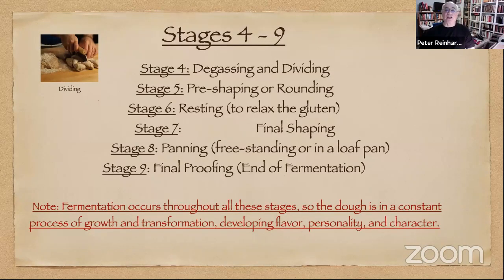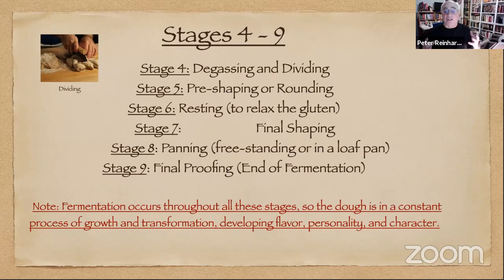And then they go to stage 8, which we call panning. And panning can be on a sheet pan, it could be in a loaf pan, it could be in a basket, it could be in any form that we want to use to allow the bread to go to stage 9, which is proofing. And I would call it final proofing because it's really the end of the fermentation cycle. Proofing and fermentation are very synonymous terms. Bakers use them interchangeably. The term proofing refers to the fact that we're proving that the dough is alive. And the proof of that life is growth. We're seeing the dough grow.